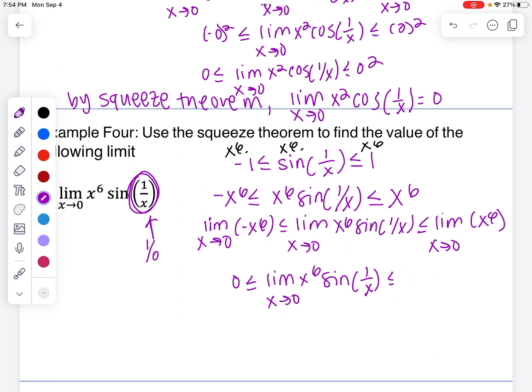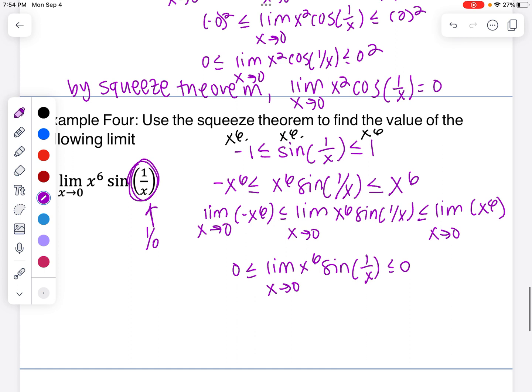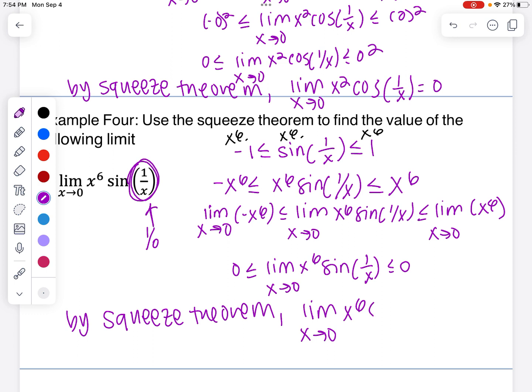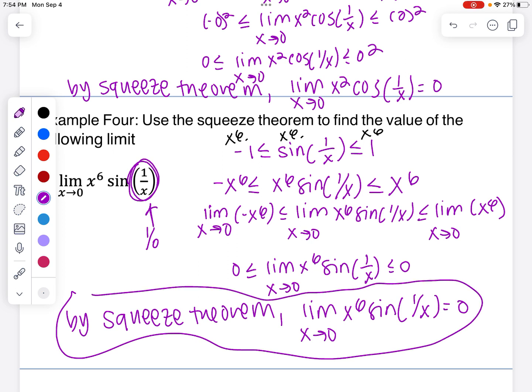And then if you plug in 0 to x to the 6th power, you get 0. So again, by the squeeze theorem, the limit as x approaches 0 of x to the 6th power sine 1 over x equals 0. And that is your answer. That's kind of how you need to justify it. You need to say by the squeeze theorem to know that you're not just making up math.